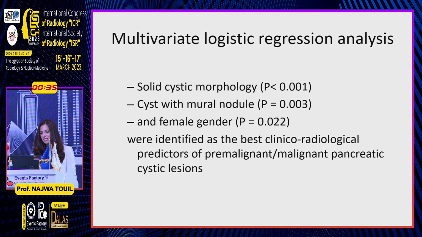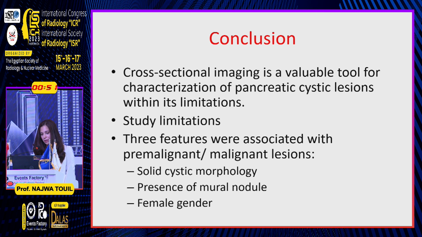Multivariate logistic regression analysis identified three features as the best clinical and radiological predictors of pre-malignant and malignant pancreatic cystic lesions: solid cystic morphology, cyst with mural nodule, and female gender. Our study had limitations: it is a retrospective study and we have a small population. But I would take as take-home messages that three features were associated with pre-malignant and malignant pancreatic cystic lesions: solid cystic morphology, presence of mural nodule, and female gender.